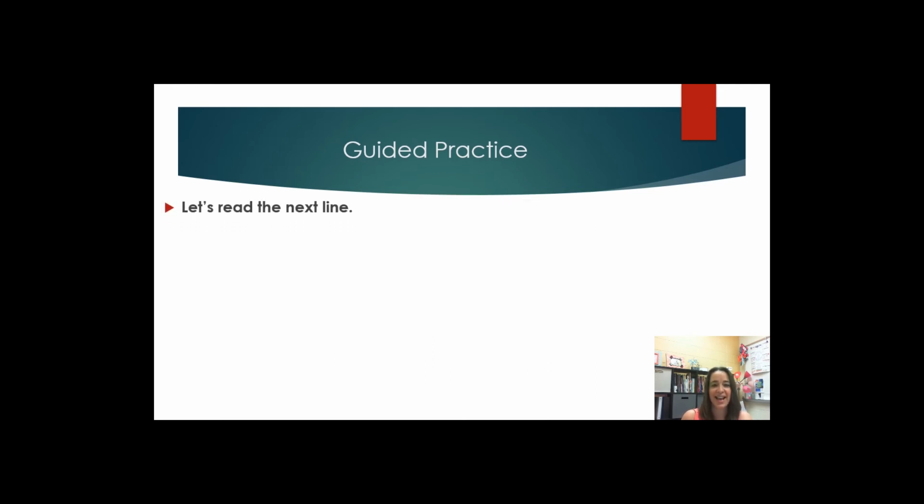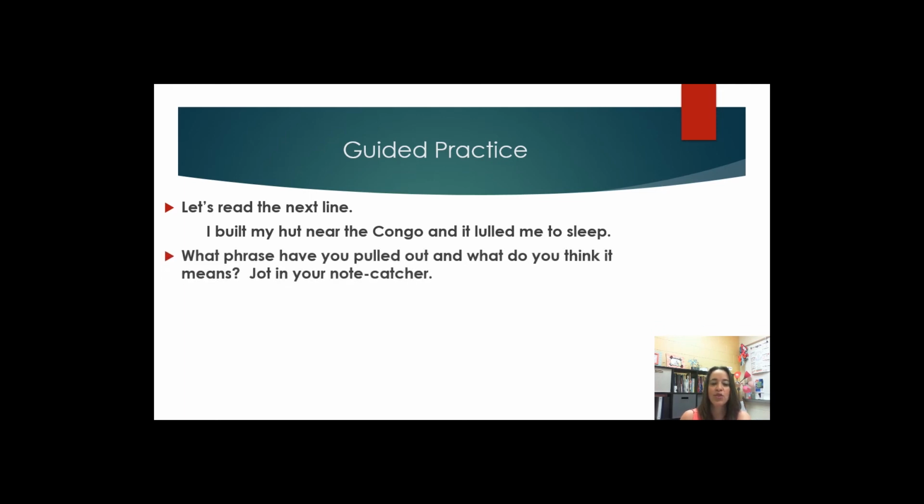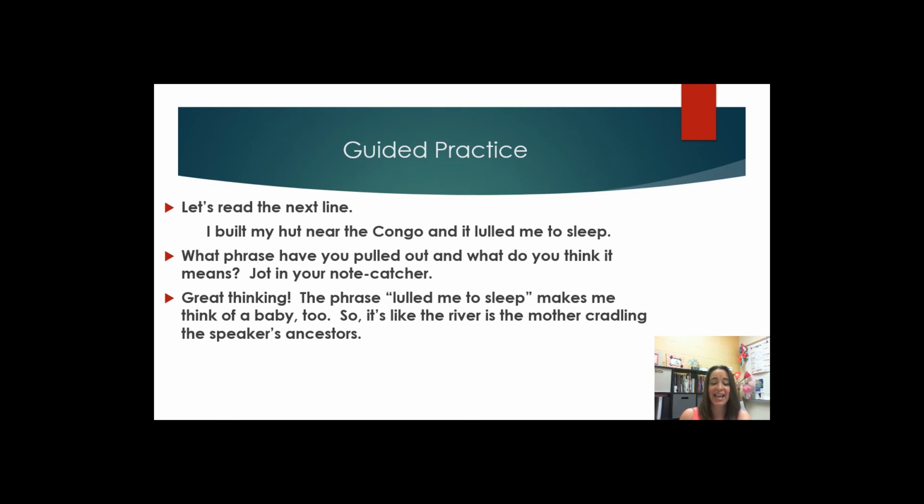Let's read the next line. I built my hut near the Congo and it lulled me to sleep. What phrase have you pulled out and what do you think it means? Jot it down in your note catcher. Great thinking. The phrase lulled me to sleep makes me think of a baby. So it's like the river is the mother cradling the speaker's ancestors.